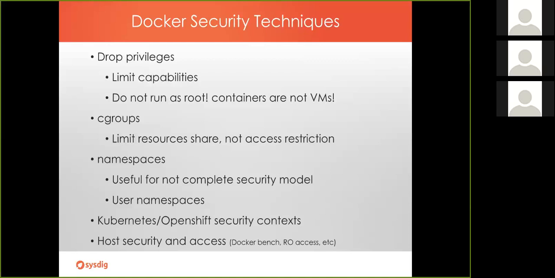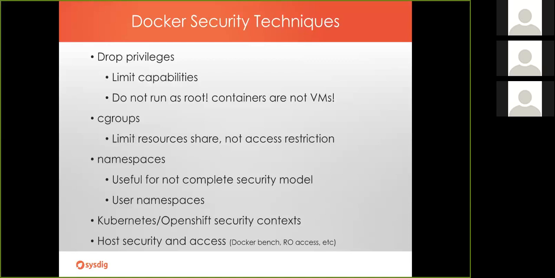Lately, user namespaces have been released, which provide a completely different mapping between the users in your host and the users in your container. That's something we need to start adopting as soon as possible, because it really increases the security of your Docker containers.